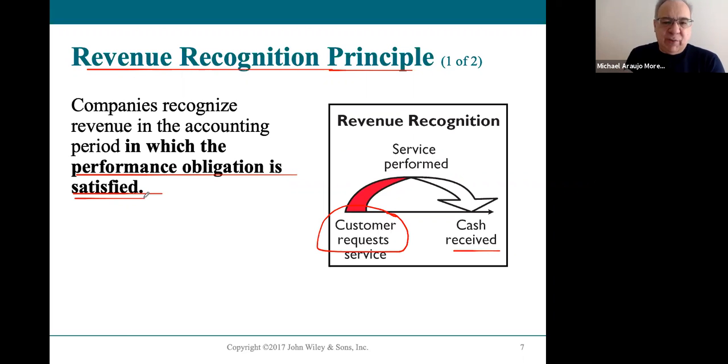They have to recognize revenue on the day and in the time period in which they did the work, or in which they sold the good, if it's a different type of business. So that's revenue recognition. We recognize revenue on the day that we do the work or that we deliver the goods to the client, regardless of whether we get paid for it or not on that day.